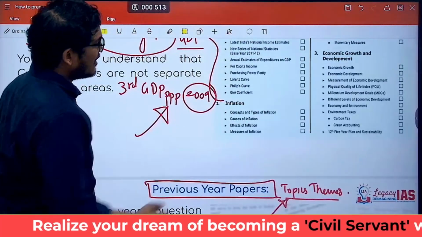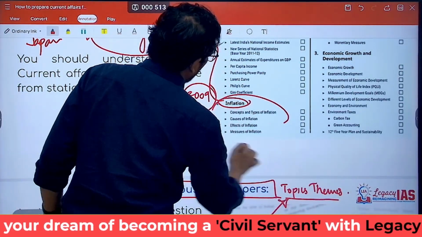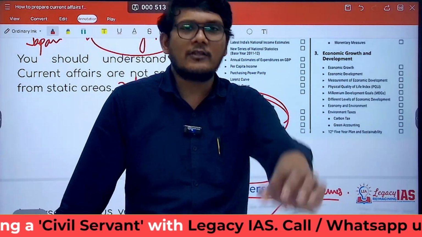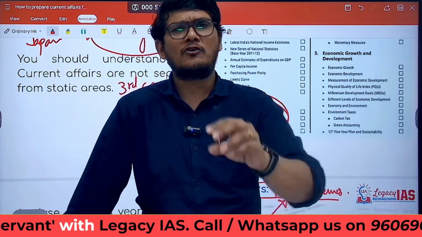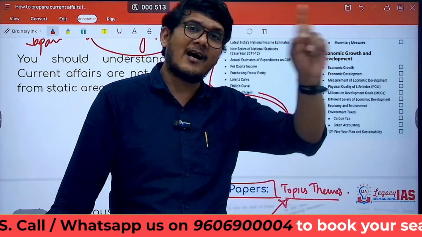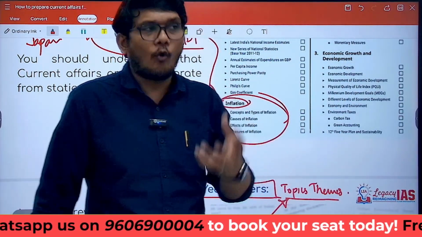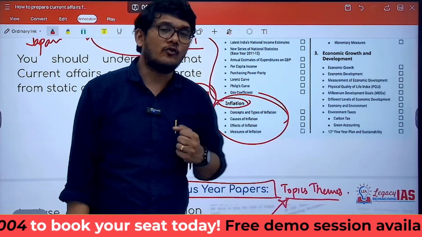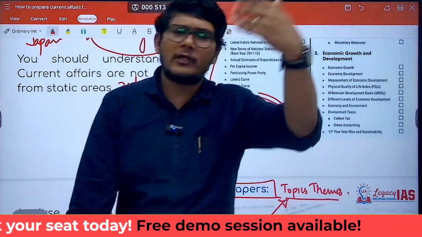You can also see inflation. Inflation is also a chapter in your static portion. So is there any news with respect to inflation? As of now, inflation is at a very low point and it is the lowest in the last 6 quarters. It has been declining, so it is also in the news. A couple of years back it was increasing and increasing.